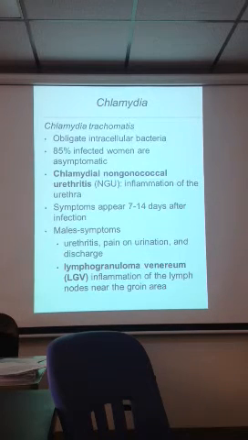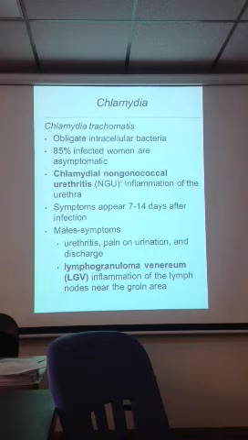However, when it does cause symptoms, there are some conditions that actually have to get reported to public health officials. So these are notifiable conditions. One is called NGU, which stands for non-gonococcal urethritis. Okay. This is inflammation of the urethra. And then in males, there's another condition called LGV, which is lymphogranuloma venereum. This is when the lymph nodes near the groin area get inflamed. Right? So it produces these bulges right around the groin area. Okay?